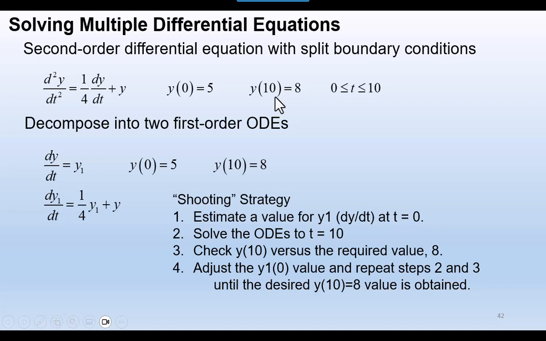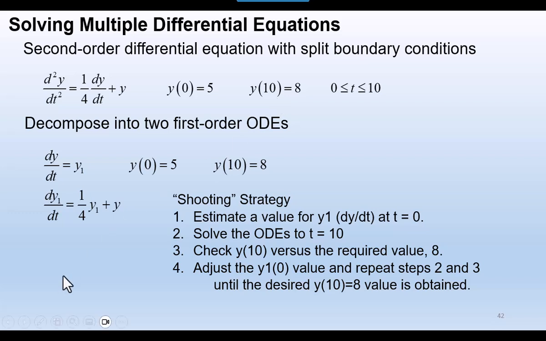So this is called a split boundary value or a two-point boundary value problem, and we're going to show you how we can solve this using Excel. The first technique that is commonly used here is that instead of one second order differential equation, we decompose it into two first order differential equations, because we know how to solve a pair of first order differential equations, and on the spreadsheet how to solve them with the Euler method.